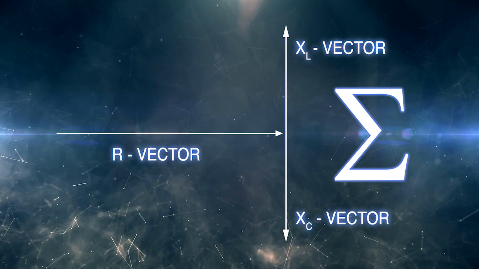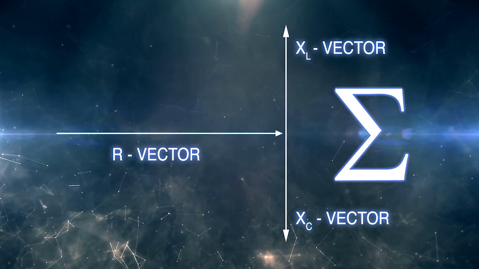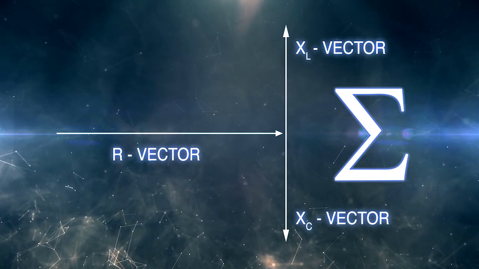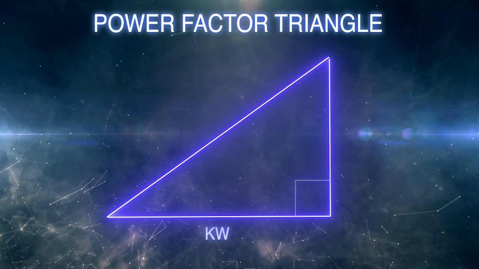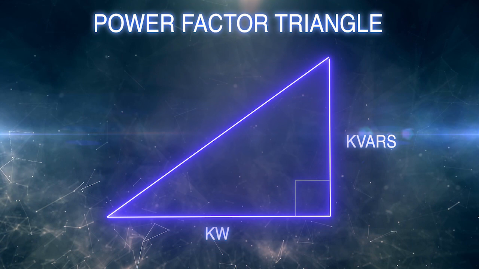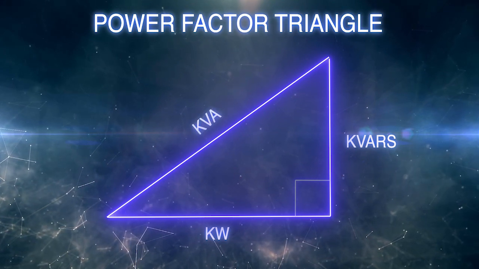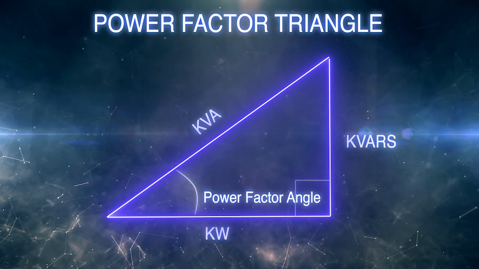When we sum these vectors, the verticals, over into kVARs, we have a power factor triangle. And the bottom we've got kW still. Here's the resultant, the kVARs. And on the long side we have kVA. This angle is your power factor angle.